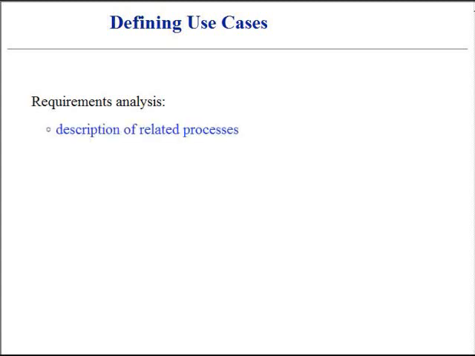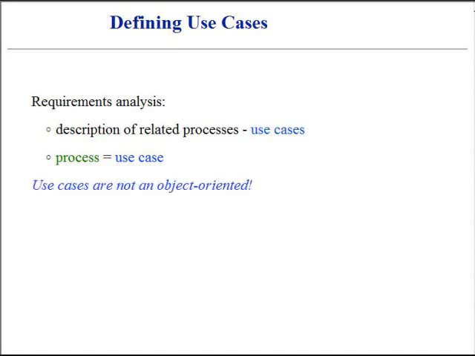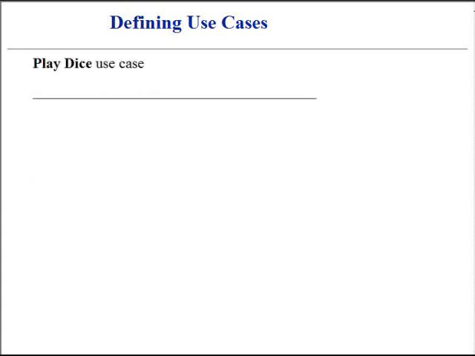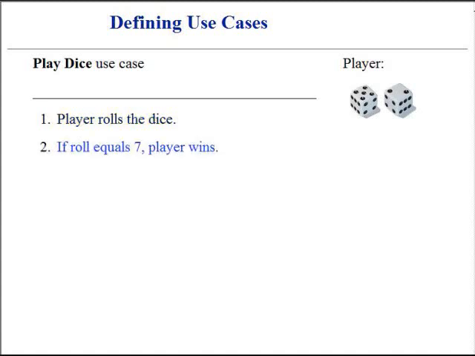Requirements analysis include a description of related problem domain processes. The processes can be written as use cases. Use cases are not an object-oriented artifact, they are simply written short stories. For example, consider brief version of the play dice use case. Its name is play dice. The player picks up and rolls the dice to begin. If the dice face value total 7, player wins. Otherwise, player loses the turn.